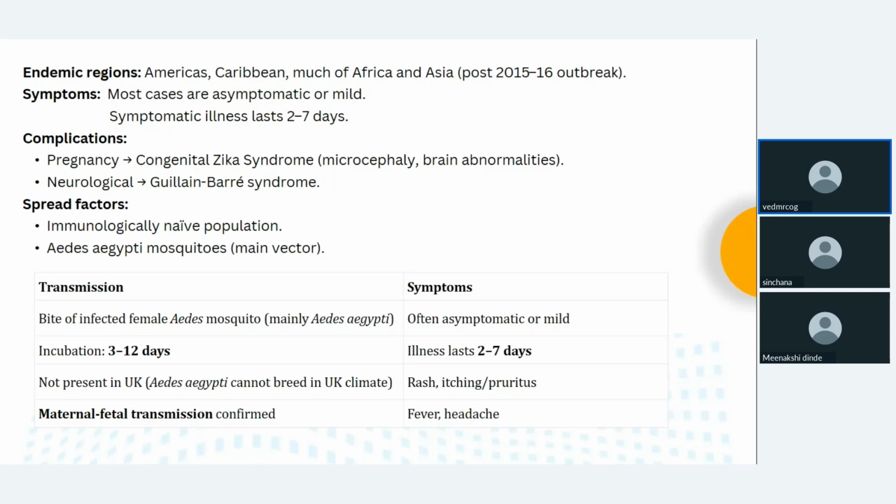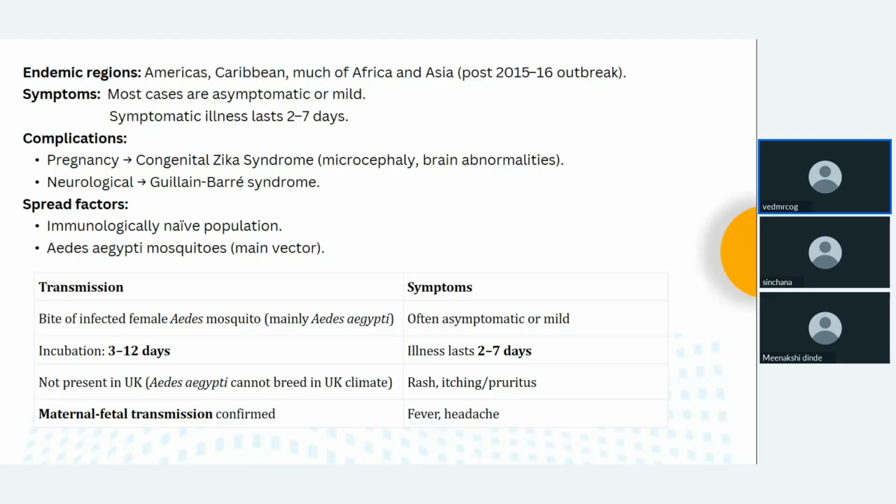In neurological terms, it can lead to Guillain-Barré syndrome, that is GBS, because it's a post-viral GBS. It's also common with Zika virus. Then, regarding spreading factors, an immunologically naive population is prone, and the Aedes aegypti mosquito is the main vector for this.